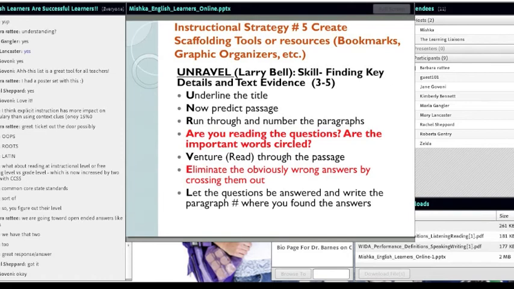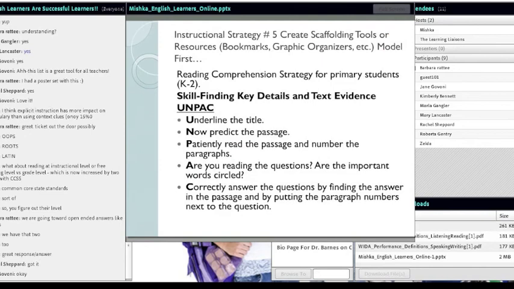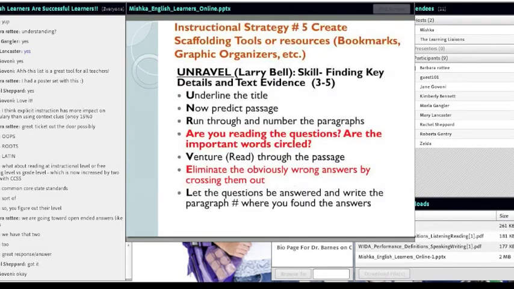This one is called Unravel. So this one is for more advanced, intermediate students. And this one was actually created by Larry Bell. The one before, I created, the Unpack. But this one is called Unravel, and it was created by Larry Bell. And this one involves finding key details and text evidence.